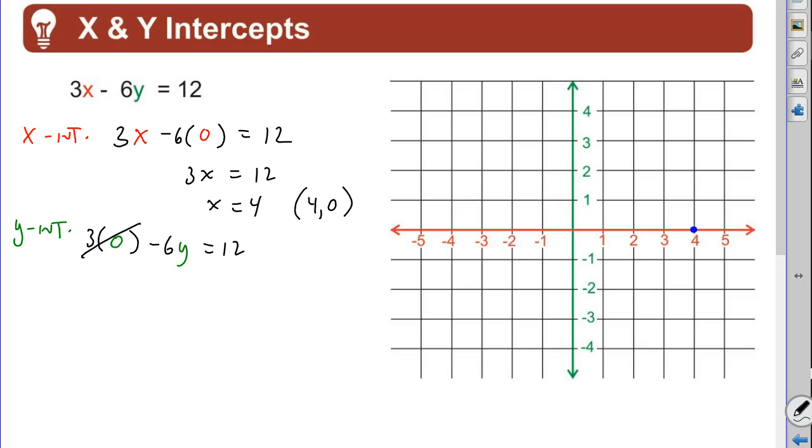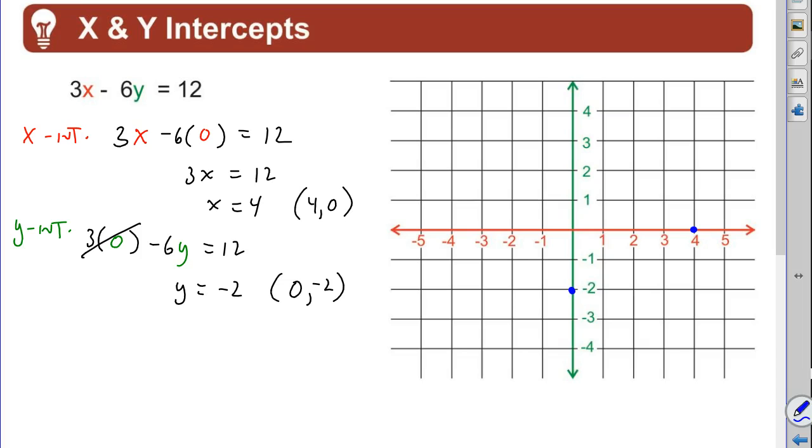So that's gone. Divide both sides by -6, and you get y = -2. So the y-intercept is -2. And again, if you want that in coordinate form, it is (0, -2). And that point is right there.